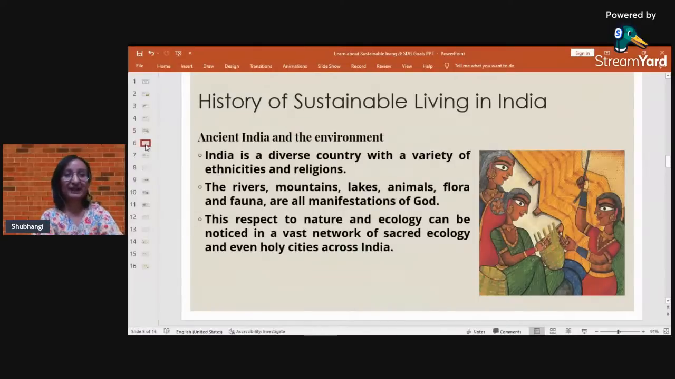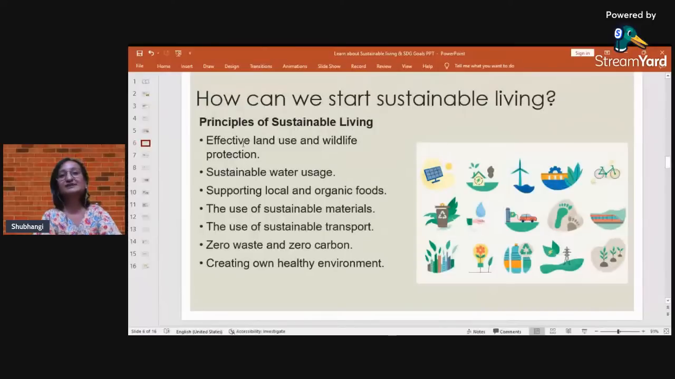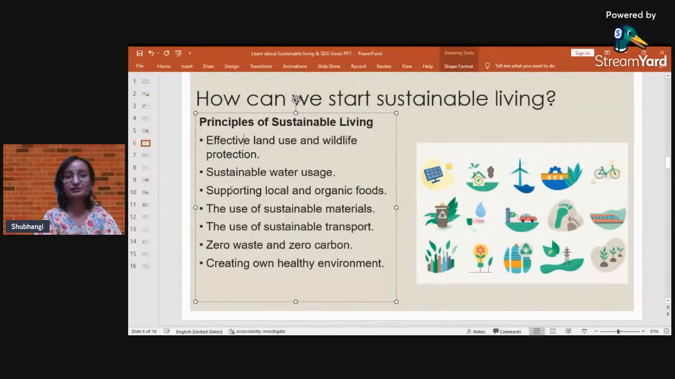Okay, so our next is, how can we start sustainable living again? Effective land use and wildlife protection. Again, I understand we all live in big cities, where wildlife sanctuaries and helping wildlife is not very easy for us. But we should start cultivating love for our environment and animals. Like we all take care of the humans, we all take care of our family, why should we not also start thinking about the stray animals? They also need us.